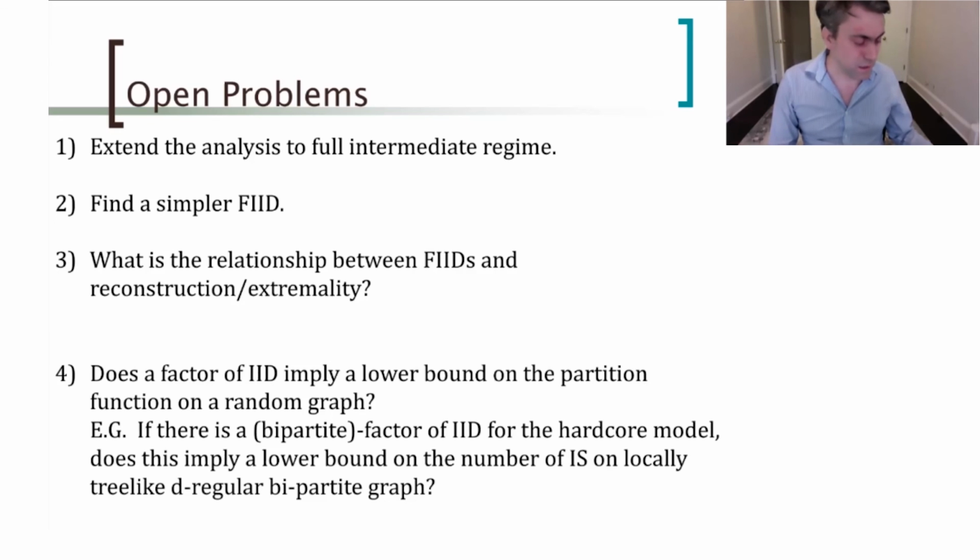And finally, the last question is related to a question that Jane Gao asked in Peleg's talk this morning: if you have a factor of IID, does that tell you something about a lower bound on the partition function of a corresponding random graph? I think this is something that could be useful in a number of applications, but I think maybe I should stop here and ask if there are any questions.